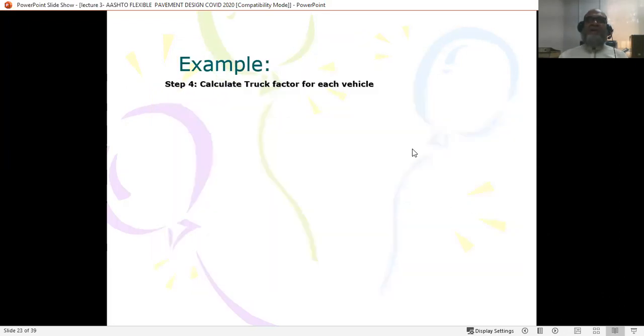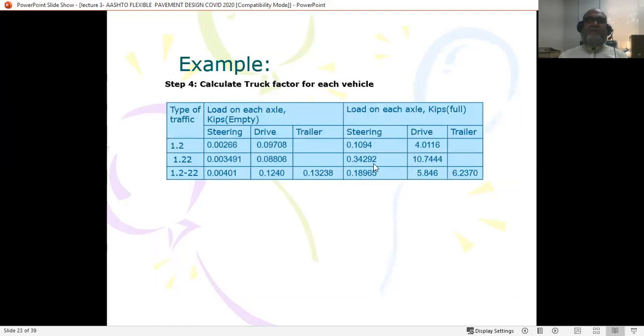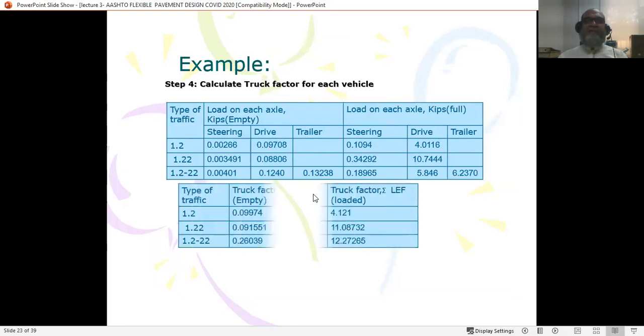Now we calculate the truck factor. Means we add all the factors, load on each axle, the steering axle, and then if we add these two values, this is the truck factor for 1.2 on empty condition, and if I add these two values, this becomes the truck factor for loaded condition. We add these two values, you will get this value. We'll add these two values, get this value. This is the truck factor, and then add these three values to get the truck factor for this 4 axle truck.